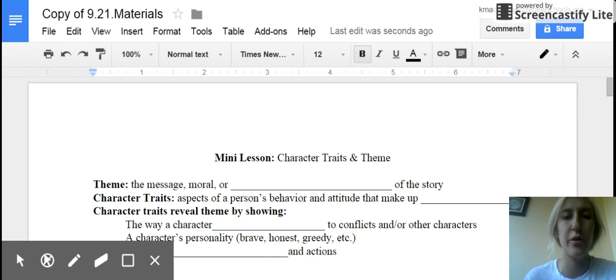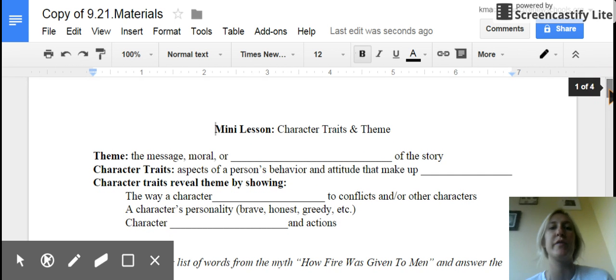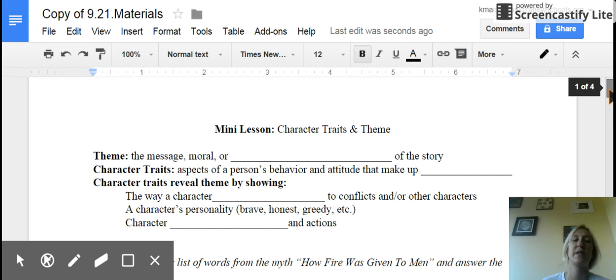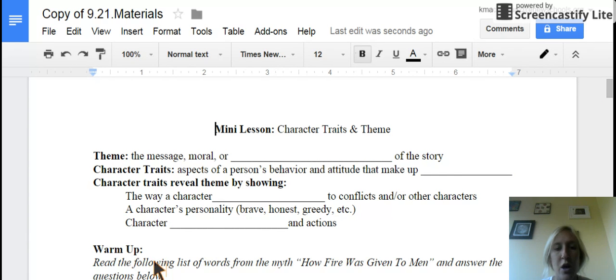Hey, grade. Today we're going to be doing a mini lesson on theme and character traits, which we have covered a few times, but is a skill that we definitely needed to review after looking at our benchmark data. So our mini lesson today is on character traits and how they reveal theme.